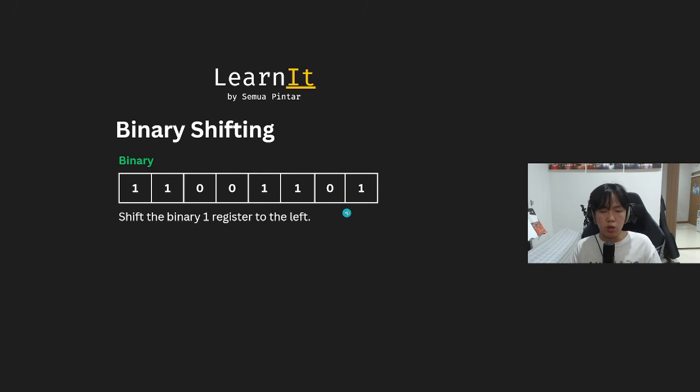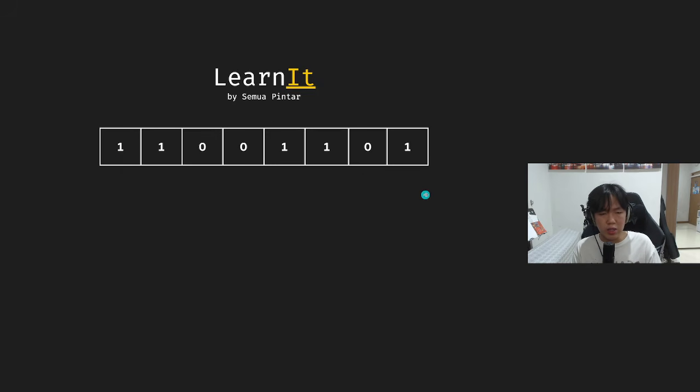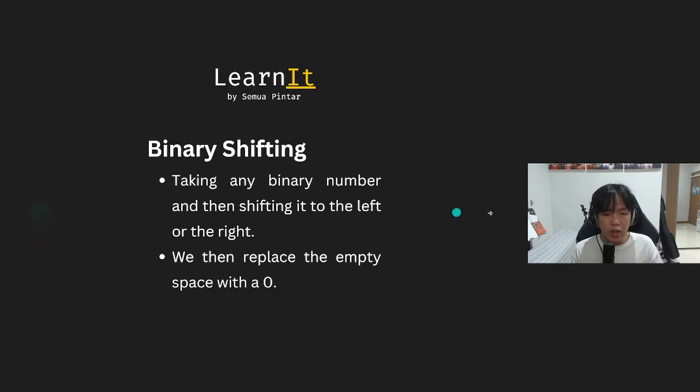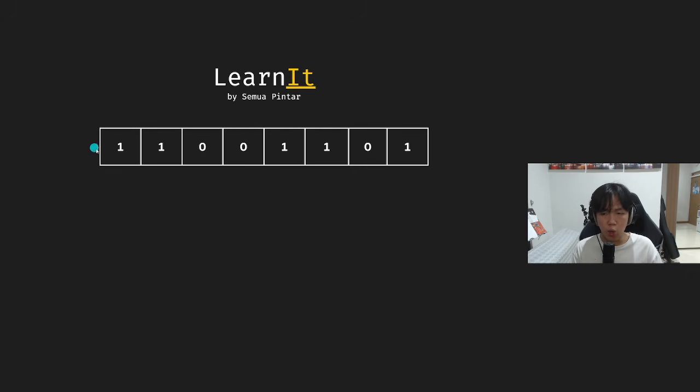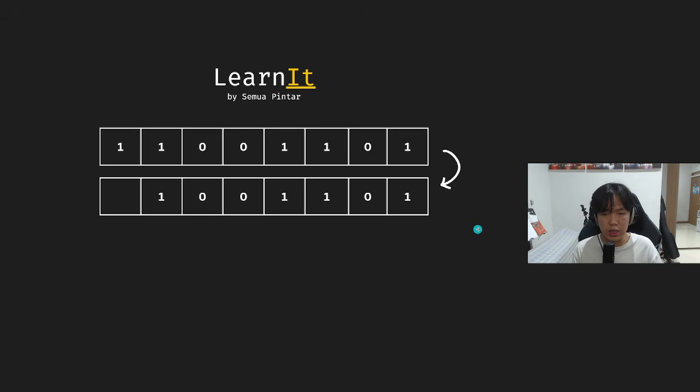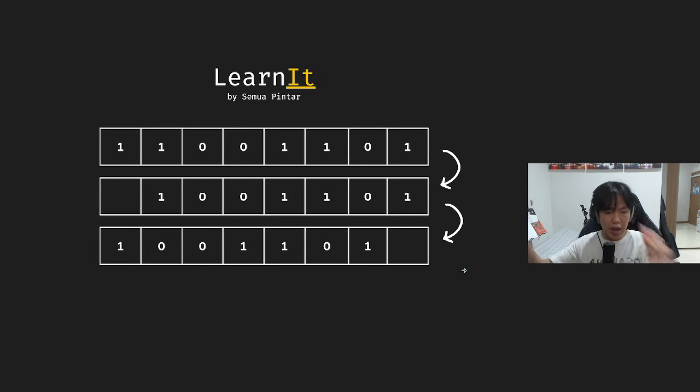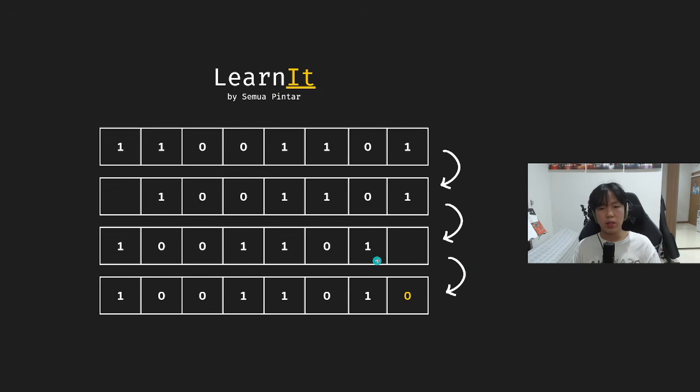Okay, so before we get to that, let's try a small exercise first. Let's shift the binary register one place to the left. So we have this, and let's shift it to the left by 1 spot. If we want to shift it to the left, it's very similar to the GIF that I showed you guys before. The 1 here, we move it to the left, so that means it's gone, right? We remove it, and then we move everything to the left, and then we add a 0 at the end, right?